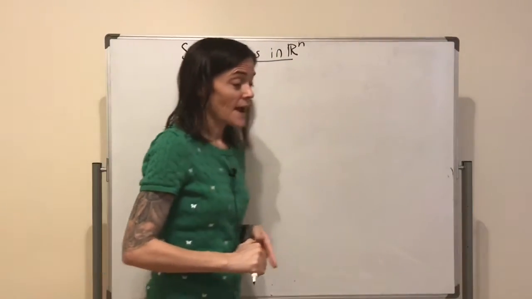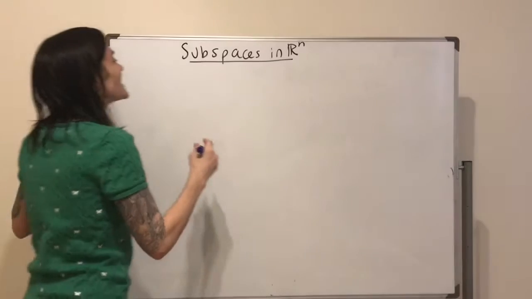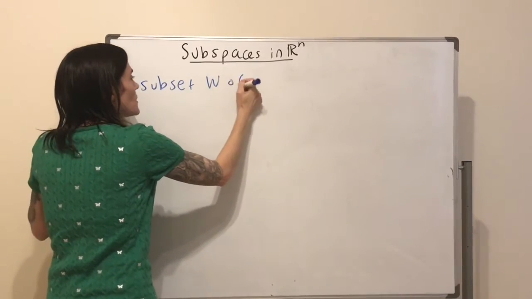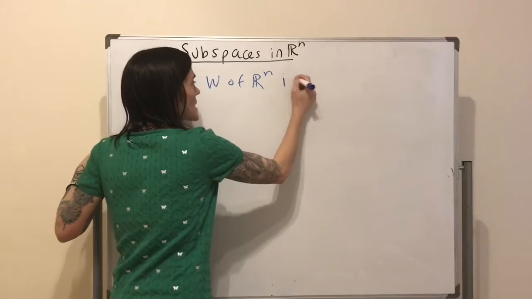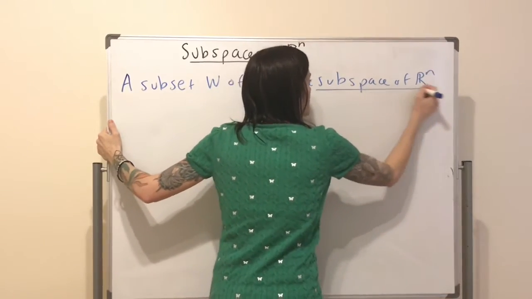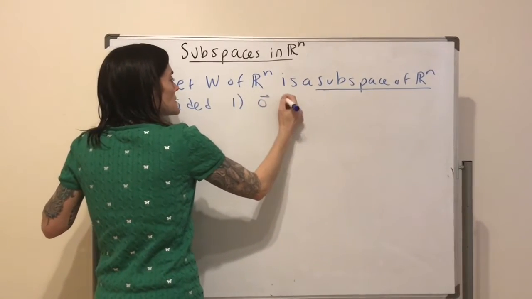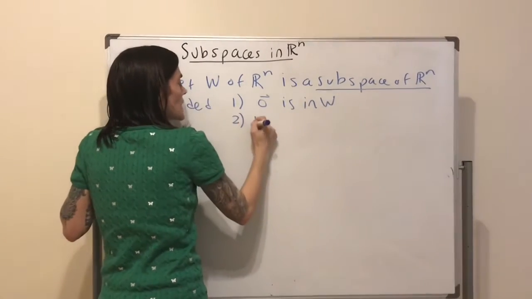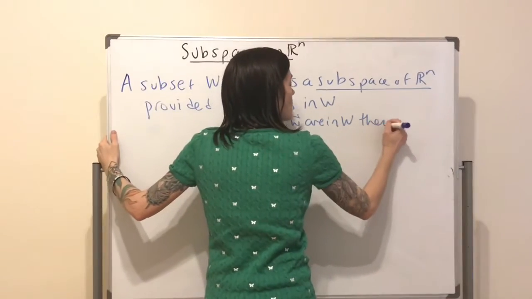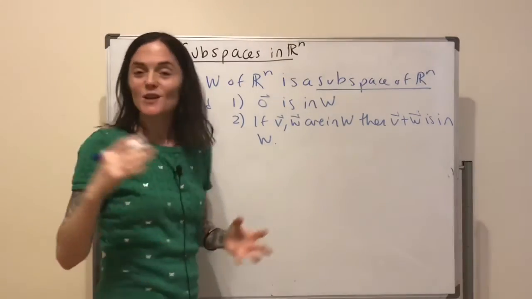Subspaces in Rn. In fact, I mentioned what a subspace was last time. So let us just recall: a subset W of Rn is a subspace of Rn provided zero needs to be in W. If you have two things in W, then the sum is in W. This was called closed under addition.